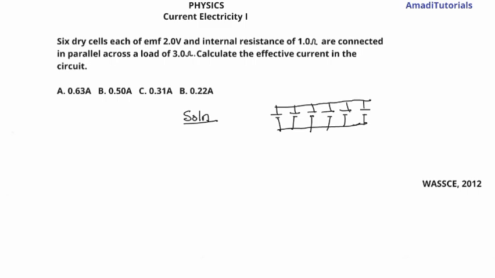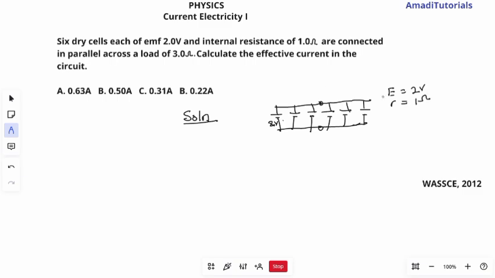So they are all sharing the same terminal there and there. And each of them is 2 volts. Their internal resistances are 1 ohm each. That's the e.m.f each equals to what? 2 volts. And internal resistance r equals to what? 1 ohm. So this is the sketching, and they are connected across a load.